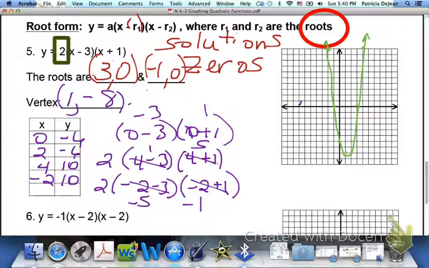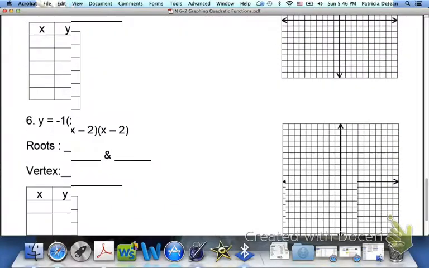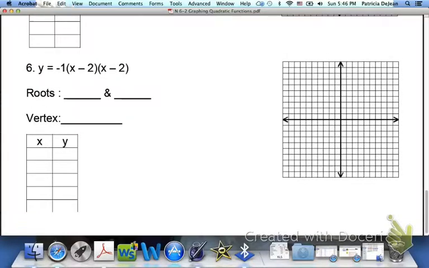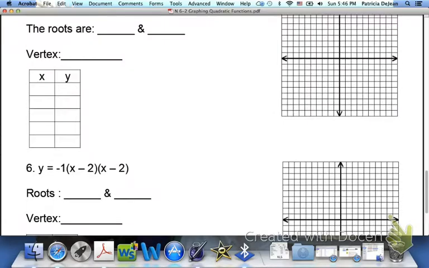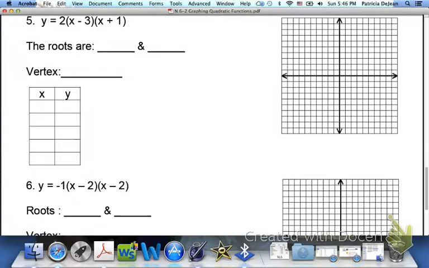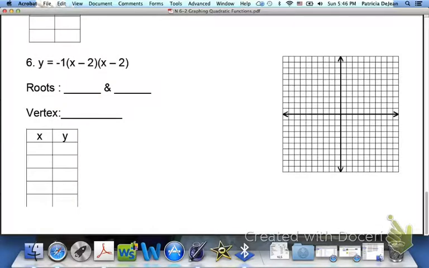Okay, so let's move on to another example. We have one more, it looks like. Make sure, is that right? Yeah. I have one more example for number 6.